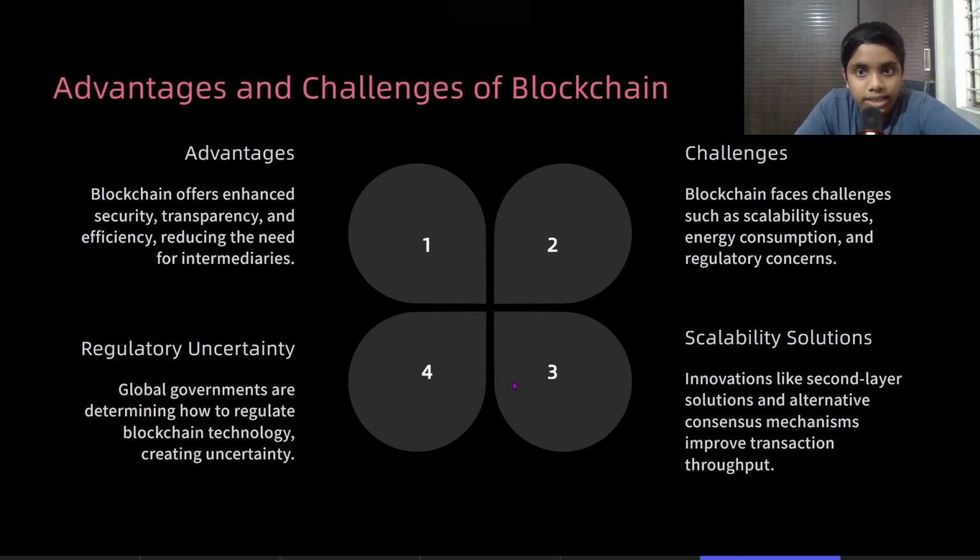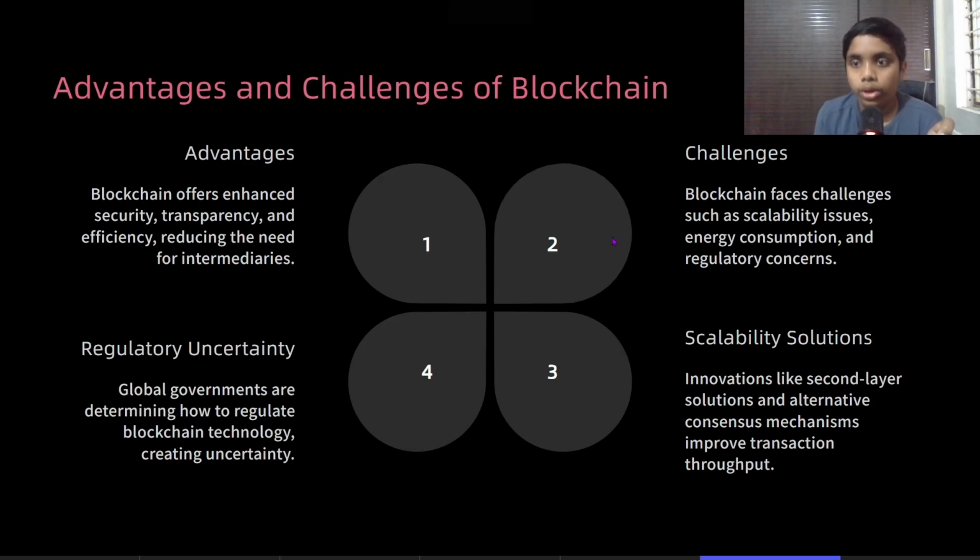So, advantages and challenges of blockchain. There are many advantages as well as challenges. So let's go through them. Advantages. The advantages basically talk about the security blockchain offers, like the enhanced security, the transparency, and how efficient it is, and reducing costs and everything. It just basically says how secure and safe it is. And also the initiatives which global governments are taking to make blockchain technology better.